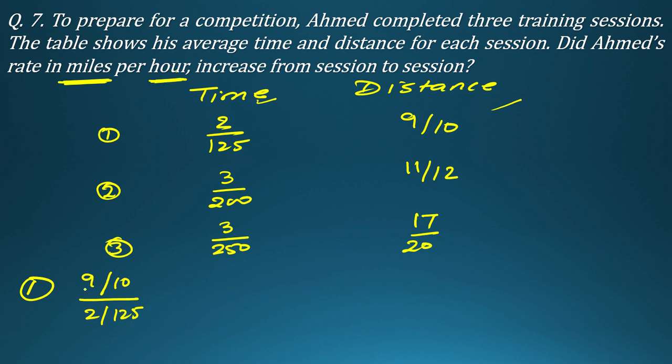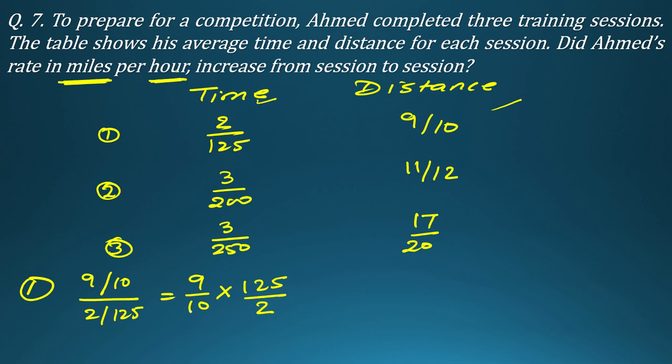So it means time will go down and miles will come up. This is just a simple calculation: 9 over 10 multiplied by 125 divided by 2. Now we can simplify this, or we can leave it.